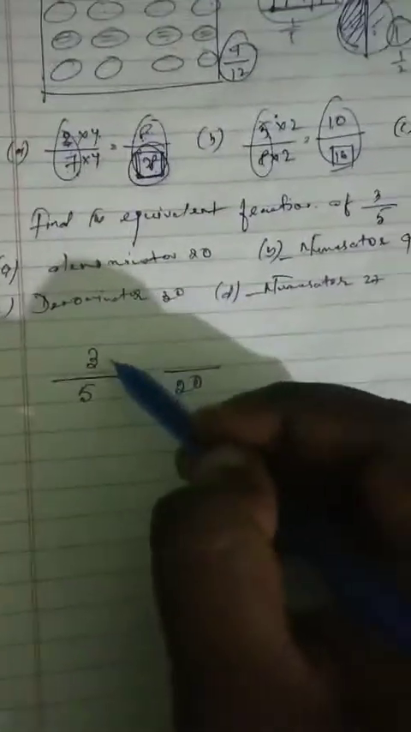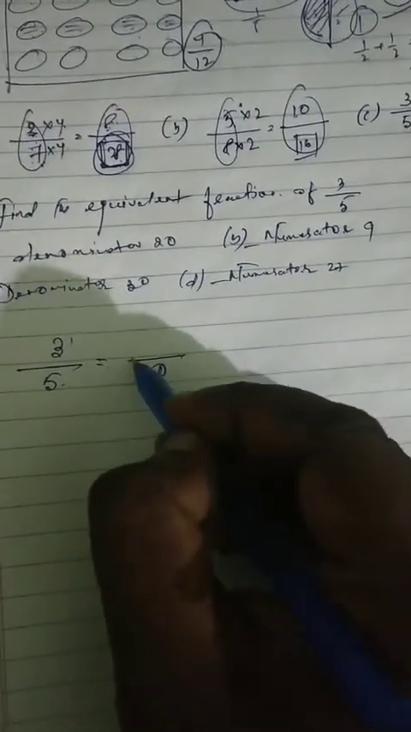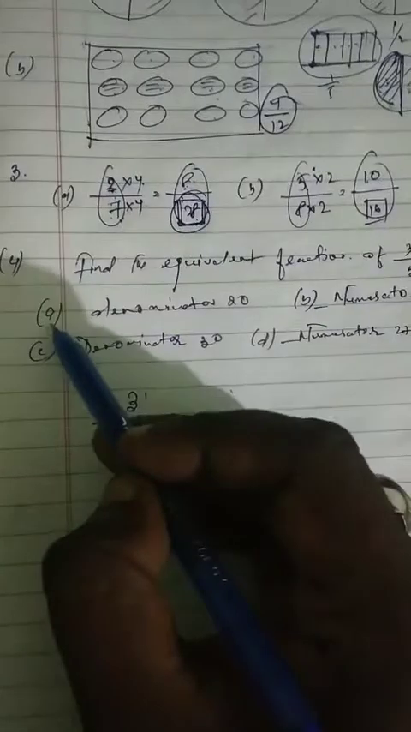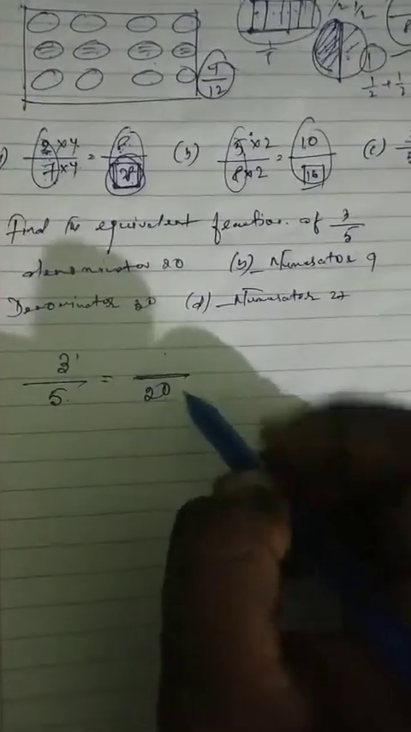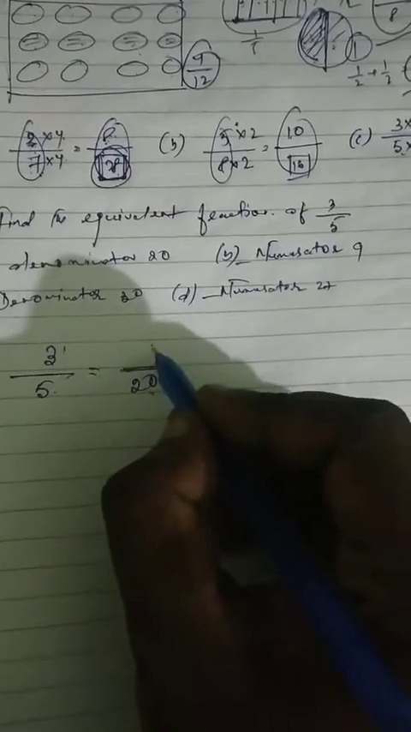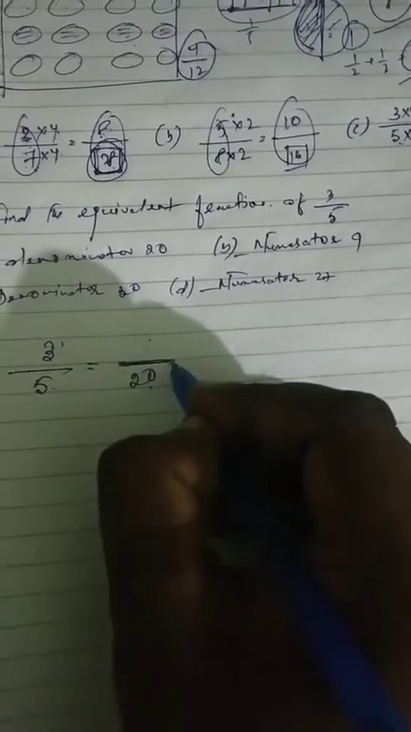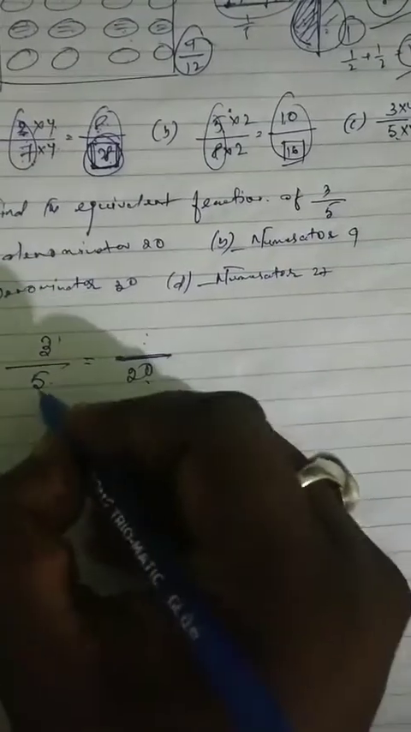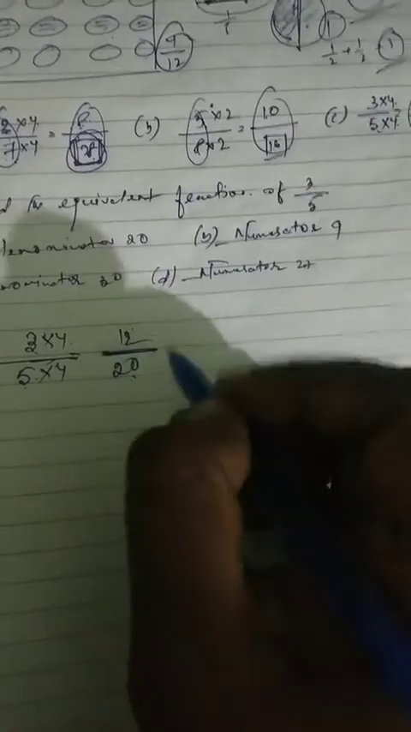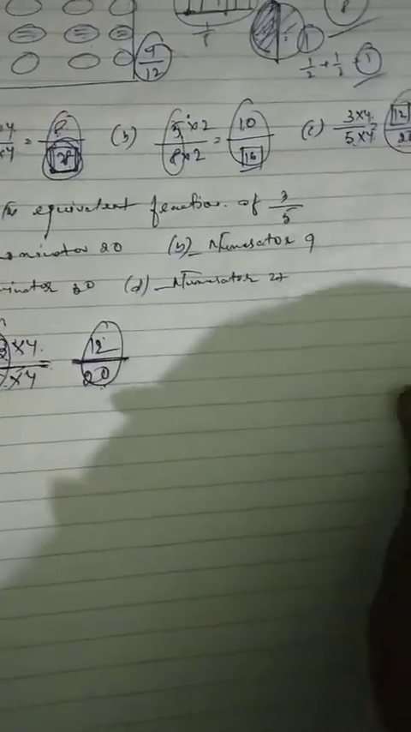So I'll write it in this way. 3 by 5 is equal to something divided by 20, the numerator is missing, because in the first part of question number 4 it is asked, when the denominator is 20, what will be the numerator? I wrote 3 by 5 equal to, I drew a line, the denominator is 20. When does 5 turn into 20? When we multiply it by 4. So with the same value, the numerator will also be multiplied. 3 fours are 12. So the equivalent fraction of 3 by 5 is 12 by 20.